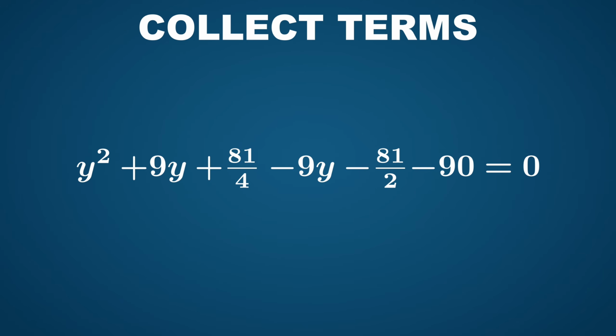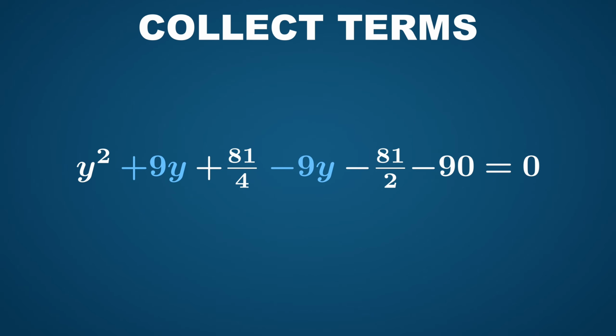Let us carefully write out the entire expanded equation in one single line. We have y squared plus 9y plus the fraction 81 over 4. Then we have minus 9y minus 81 over 2 and finally minus 90. This whole sequence of algebraic terms is equal to exactly 0.